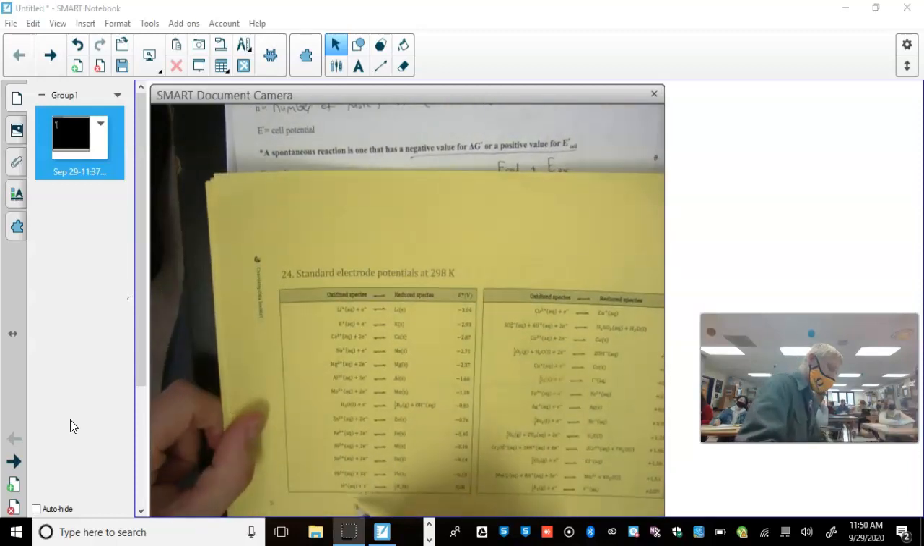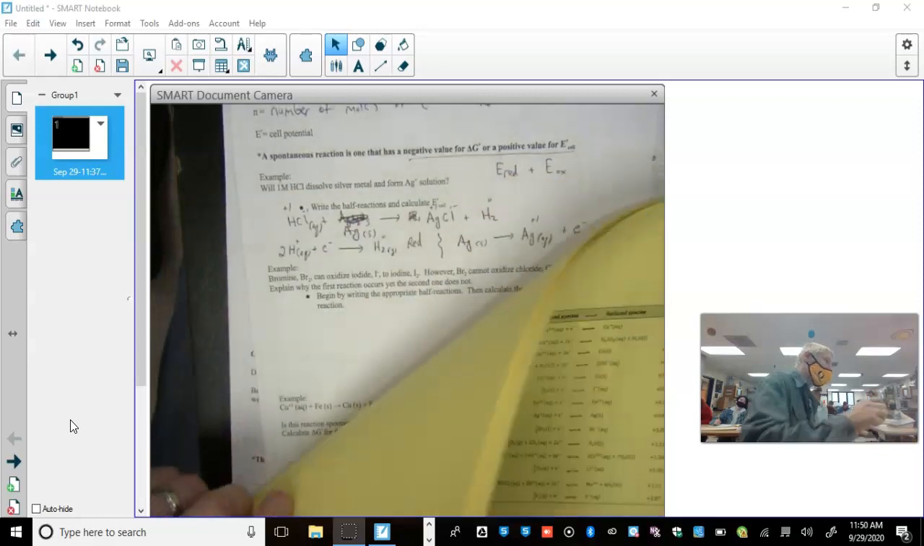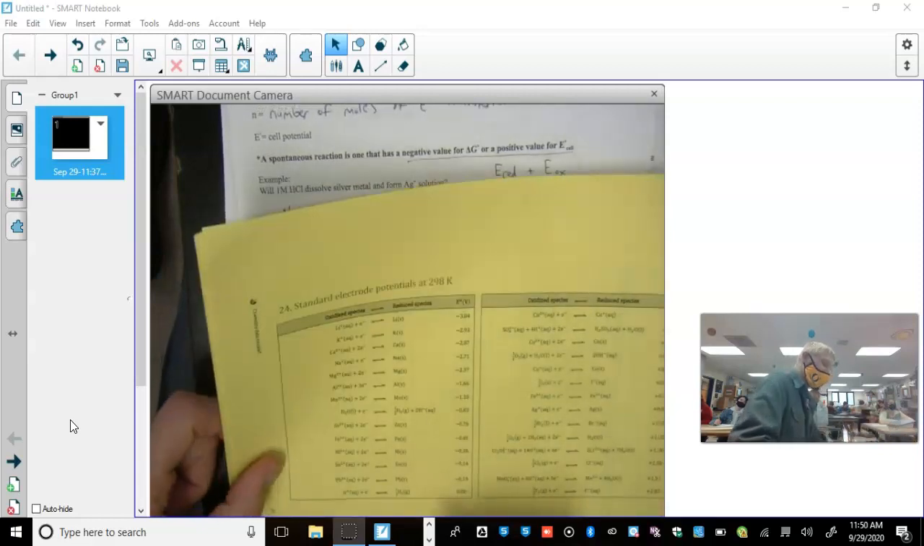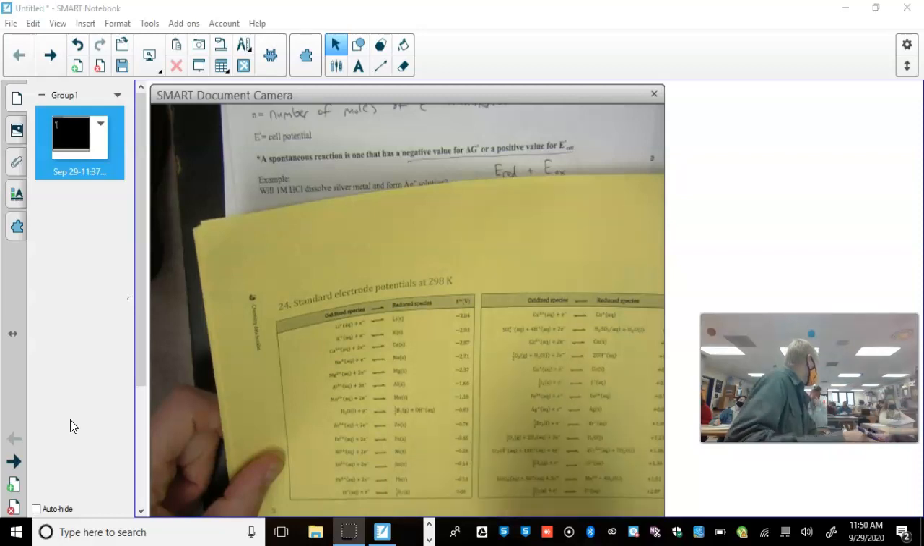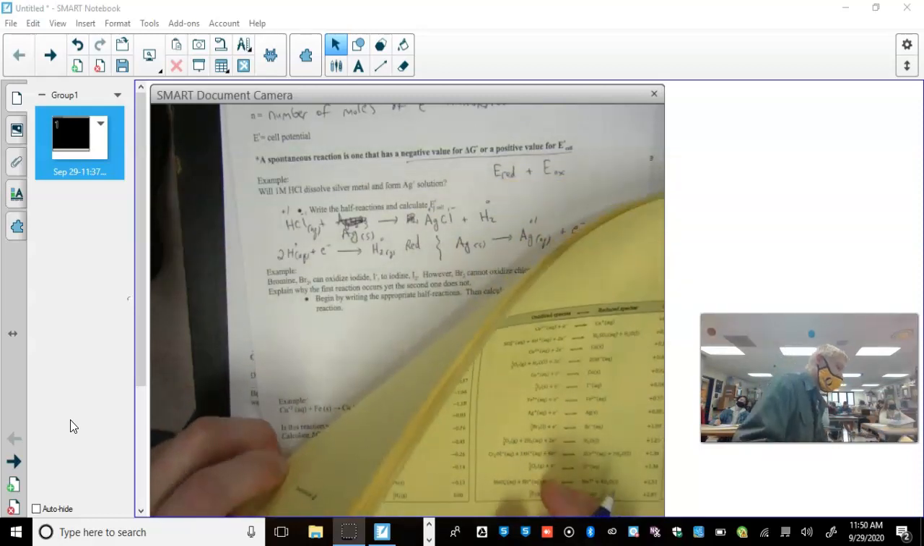And that is right here. H plus plus 1e. Looks like it's 0. Even though we got 2 of them going on, doesn't matter. If it was 1, you wouldn't multiply it by 2. 0, you're not going to multiply it by anything. So we got 0.